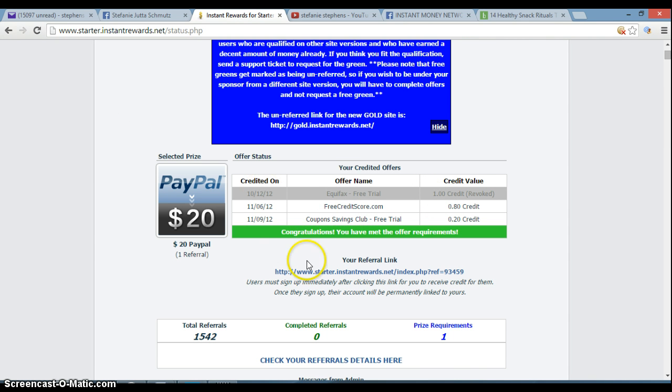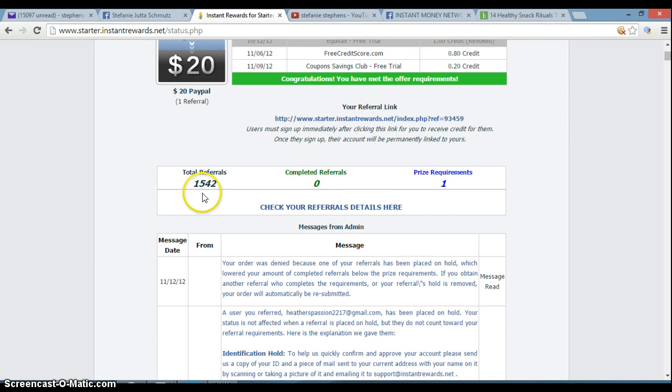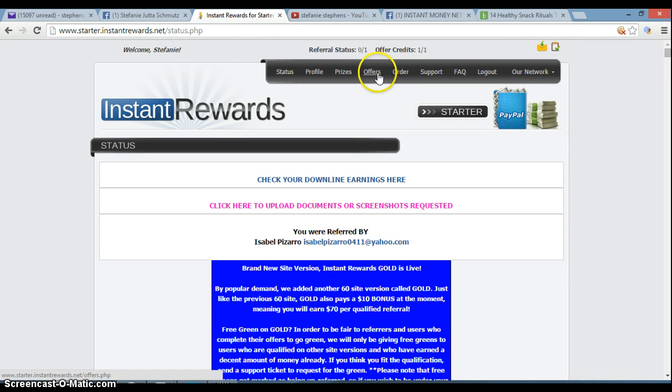Bam. So here I have set up my reward page, and as you can see, I have a couple of referrals already. 1,542 referrals total. If you multiply this by $20 each, you can see I made a bit of money off my instant rewards. Okay, and I'll show you the offers real quick.